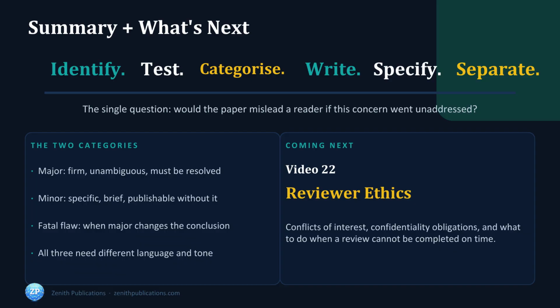The single question that governs every categorization decision: would the paper mislead a reader if this concern went unaddressed? If yes, major. If no, minor. Major concerns require directness and specificity. Minor concerns require brevity and genuine smallness. The distinction is the reviewer's professional judgment, and it is one of the most useful things a reviewer can develop.